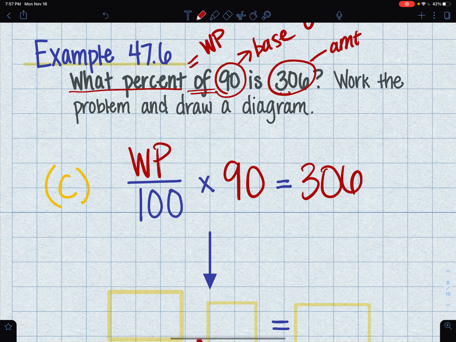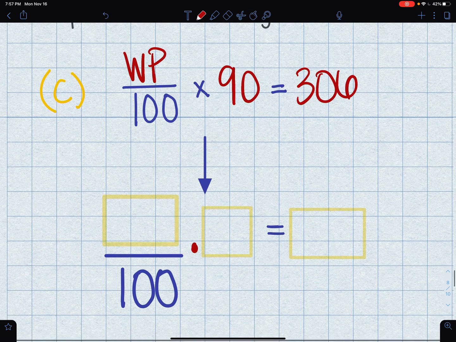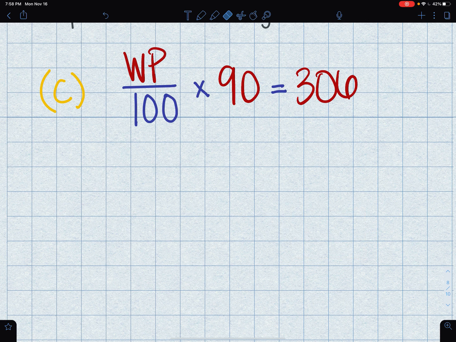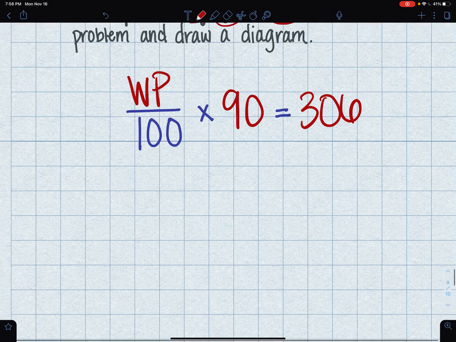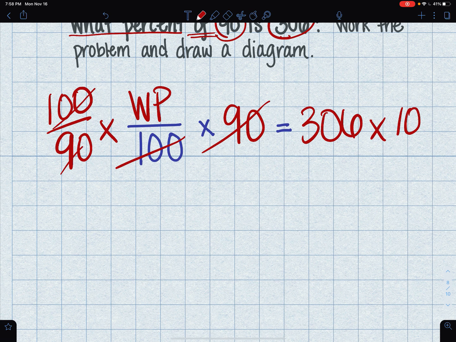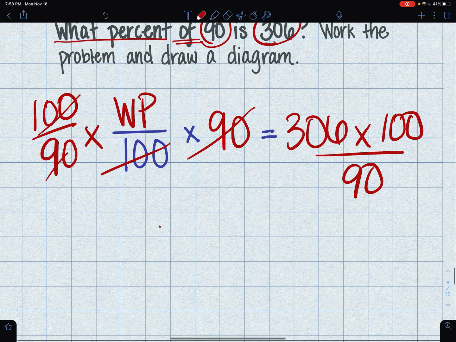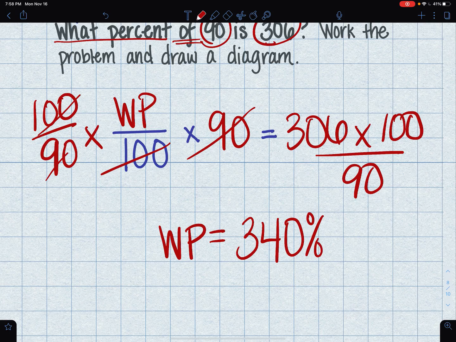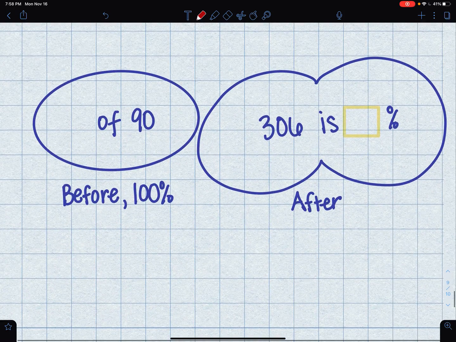And then you just solve for WP, which I tried to do in multiple steps before, but this is just easier. Okay, I'm going to multiply this side by 100 over 90, so that this cancels out, and I'm going to multiply this by 100 over 90. Then I'm left with WP equals 306 times 100 divided by 90, and the answer is going to be 340%. Perfect.